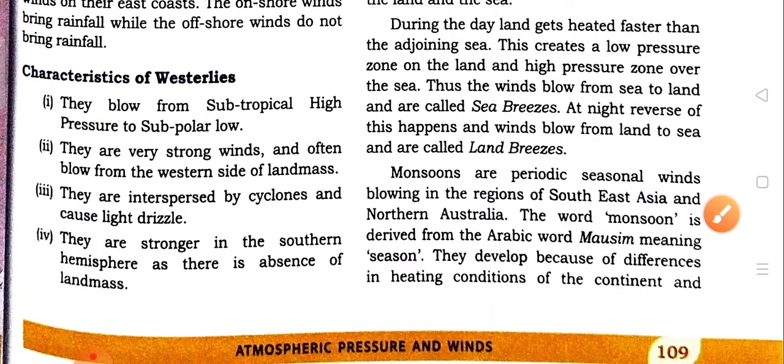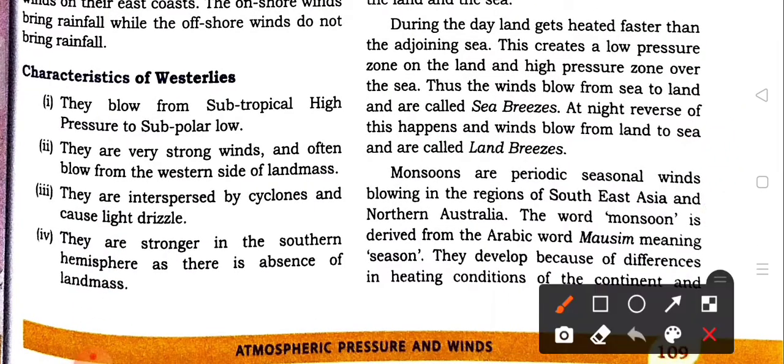The monsoons are the periodic seasonal winds blowing in the region of Southeast Asia and North Australia. So in Southeast Asia and Northern Australia, there prevails the monsoon periodic seasonal wind. The word monsoon is derived from the Arabic word mosim, meaning season. So mosim means season, and from that word comes the word monsoon.